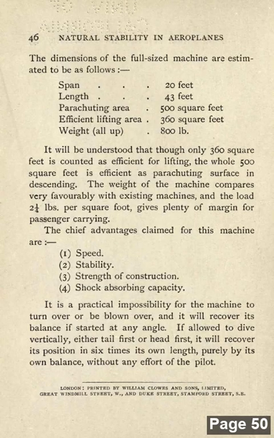The weight of the machine compares very favorably with existing machines, and the load of 2 lb per square foot gives plenty of margin for passenger carrying. The chief advantages claimed for this machine are: 1. Speed, 2. Stability, 3. Strength of construction, 4. Shock-absorbing capacity. It is a practical impossibility for the machine to turn over or be blown over, and it will recover its balance if started at any angle. If dropped vertically, either tail first or head first, it will recover its position in 6 times its own length, purely by its own balance, without any effort of the pilot.